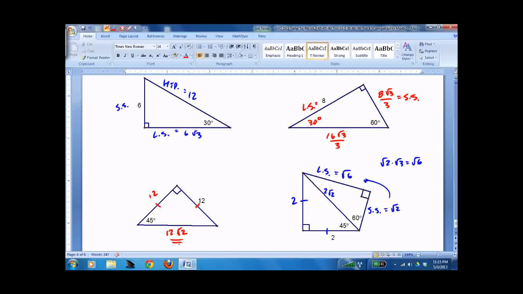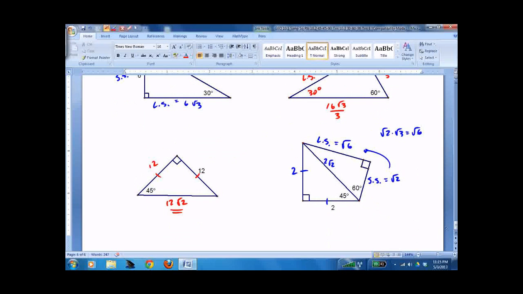If this has been clear, great. If not, watch it again. Get it down, draw out some triangles, find them on the internet, erase and try these problems exactly the way they are again, and you'll be good to go. Good luck.